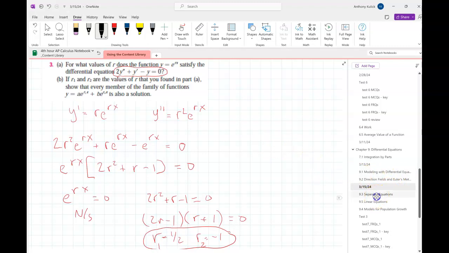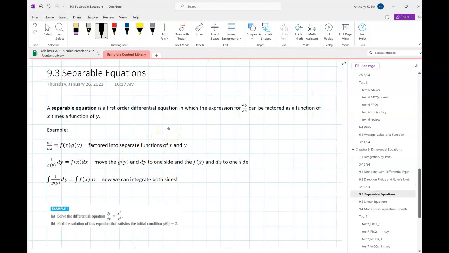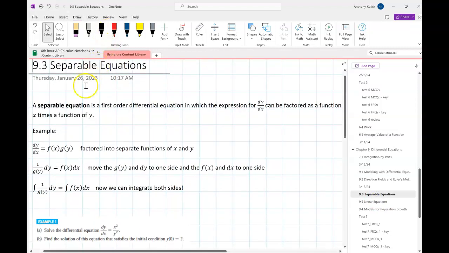All right. So a separable differential equation. We say a separable differential equation is a first order differential equation in which the expression for dy/dx can be factored as a function of x times a function of y. So for example, if I have dy/dx equals f of x times g of y, that would allow me to divide both sides by g of y and multiply both sides by dx, where I have the x's on one side and the y's on the other.